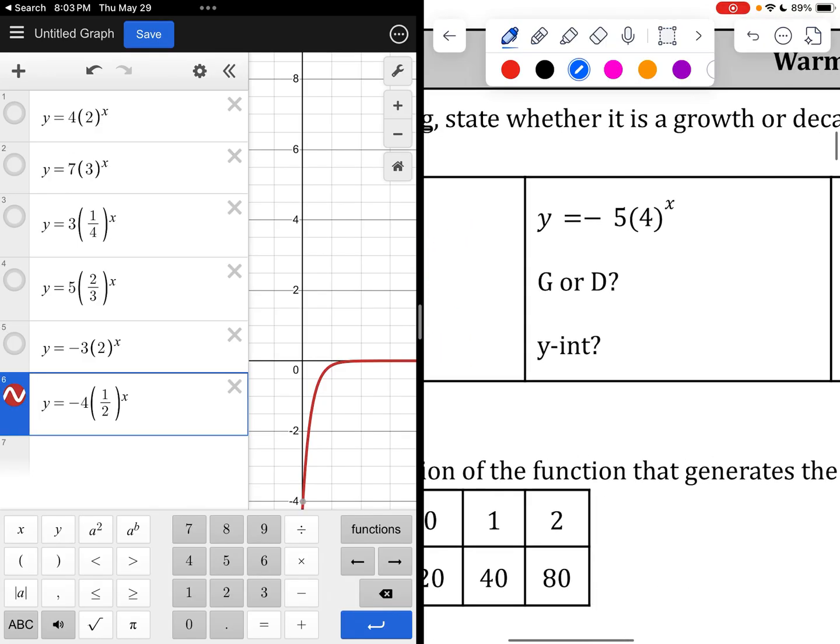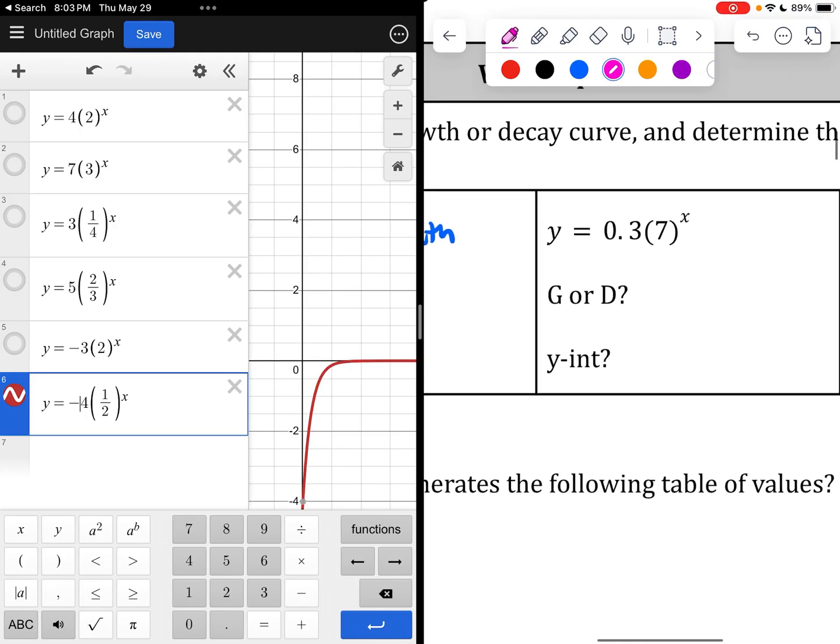Okay, now, second one. First off, this would normally be growth because it's greater than 1, but there's a negative. So it's the opposite of what I think. So it must be decay. And the y-intercept is the value that's sitting in front of the brackets. So it would be 0, -5.